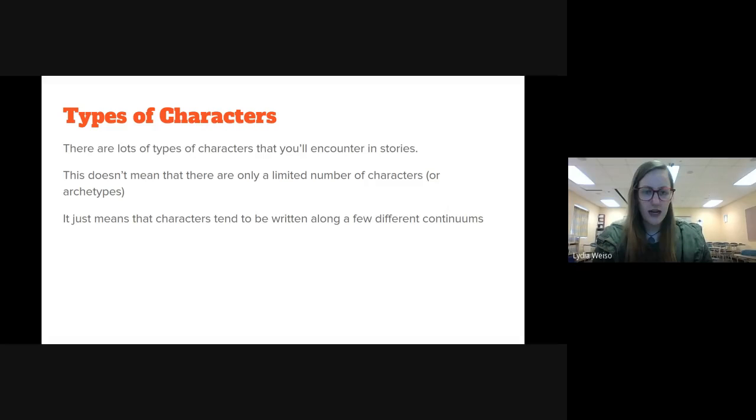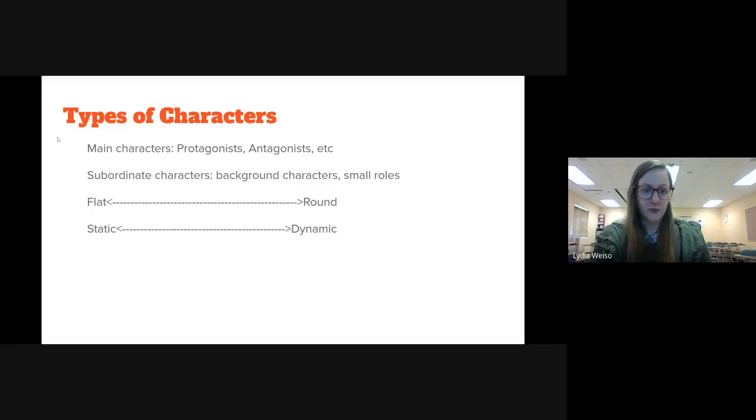But what's important here is that there are, very broadly speaking, just some categories of how characters are written. And that matters insofar as if we understand how a character is being written, we understand a little bit better what we can be taking away from that character.